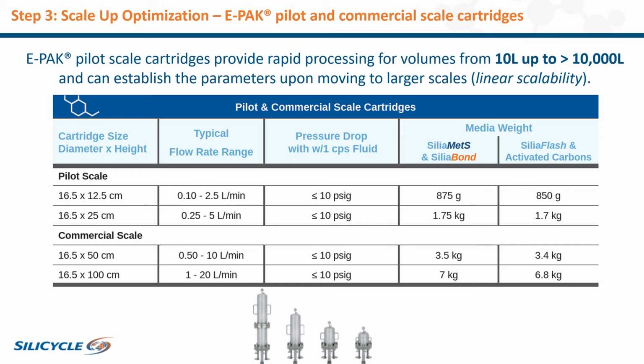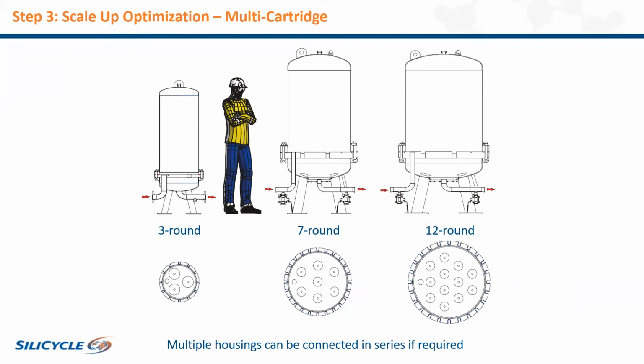Once again, depending on the size of the cartridge, you will have different flow ranges you can use, and the quantity of the silica and of carbon will vary depending on the size of the cartridge. So you also have multi-cartridge housing, where you can put several times the same cartridge, or you can put different cartridges to remove different types of products. So we have a 3-round, a 7-round, and a 12-round.